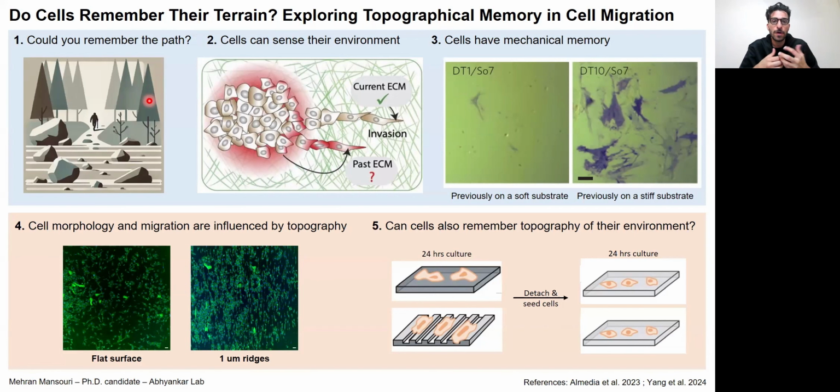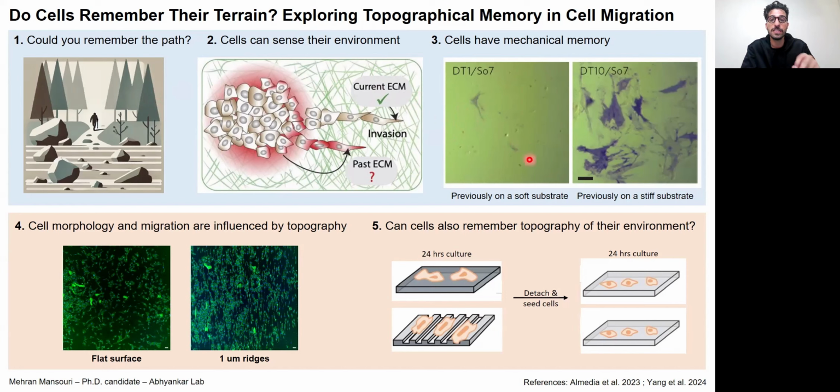So, in our body, cells also move through different landscapes, and we call that cell migration. Not only can cells move, but they can also sense the environment and, surprisingly, remember it. For instance, studies have shown that cells can remember the stiffness of the substrate that they have been previously cultured on. So here we are seeing stem cells.